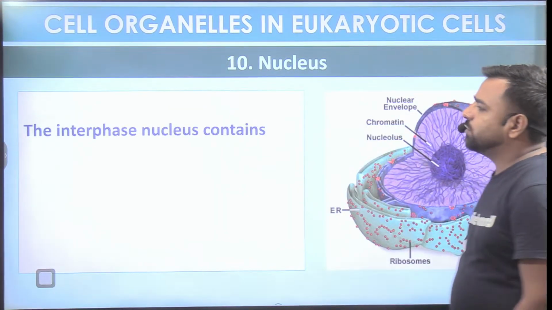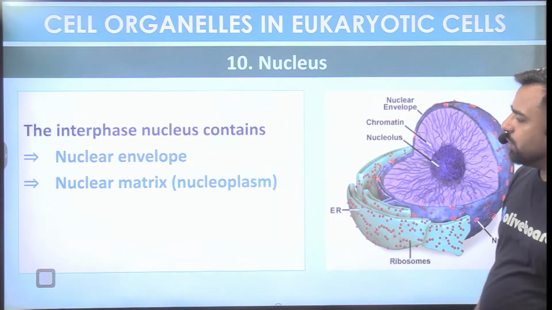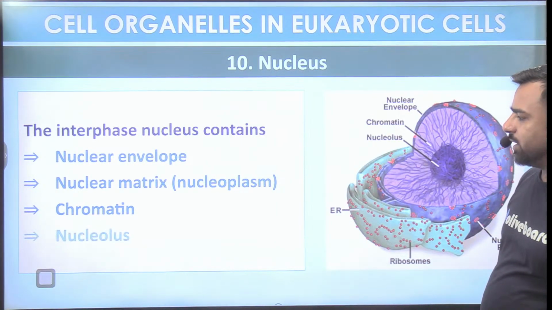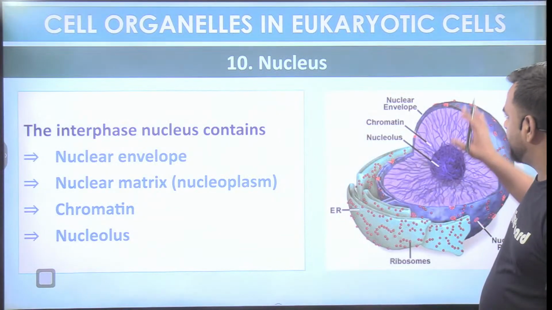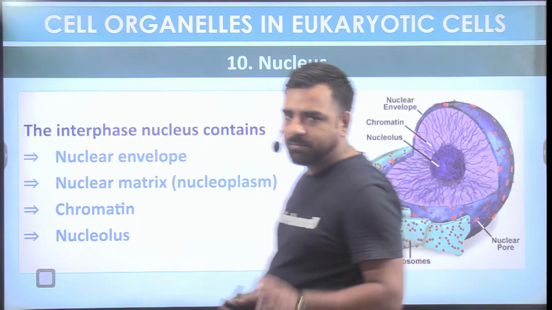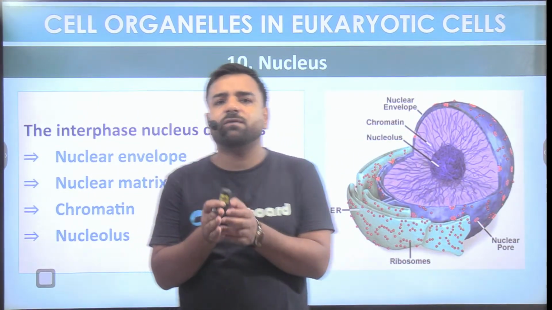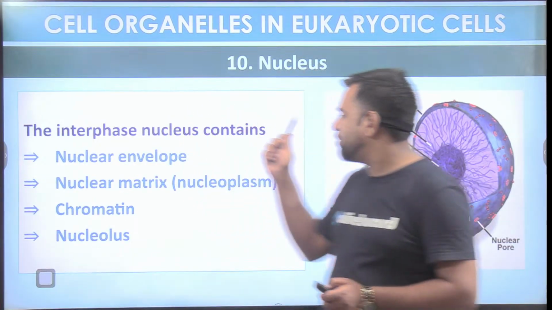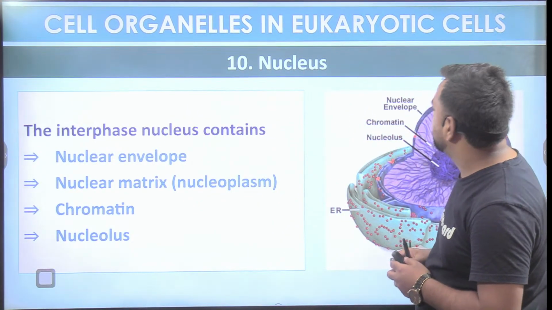If I talk about the nucleus, the interphase nucleus contains the nuclear envelope, the nuclear matrix, that is nucleoplasm, and chromatin. Then we have the nucleolus. So that's the part here. Please remember, the nuclear envelope is also known as the nuclear membrane, and the nuclear membrane keeps it separate from the cytoplasm. So cytoplasm and nucleus are separated by this portion, which is known as the nuclear envelope.